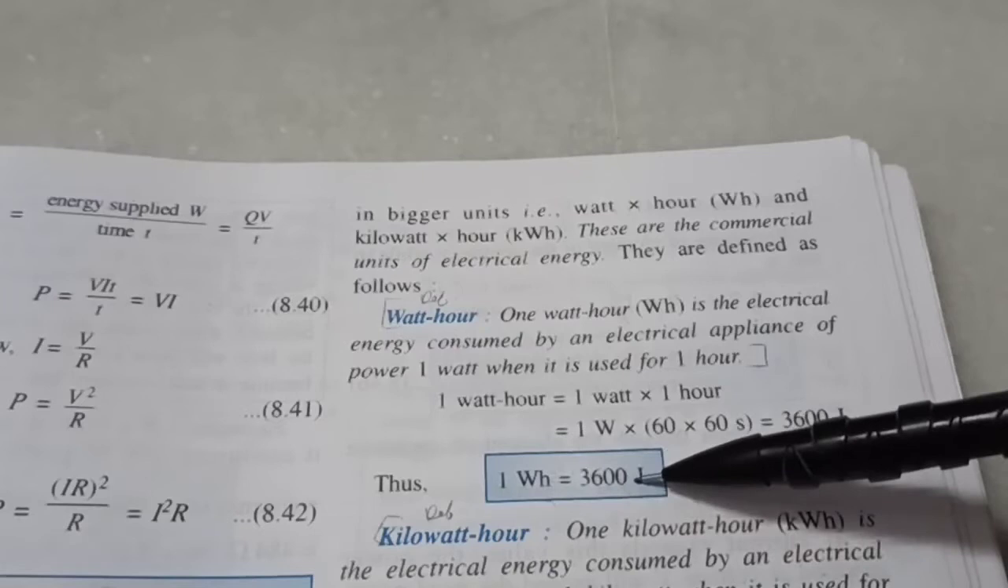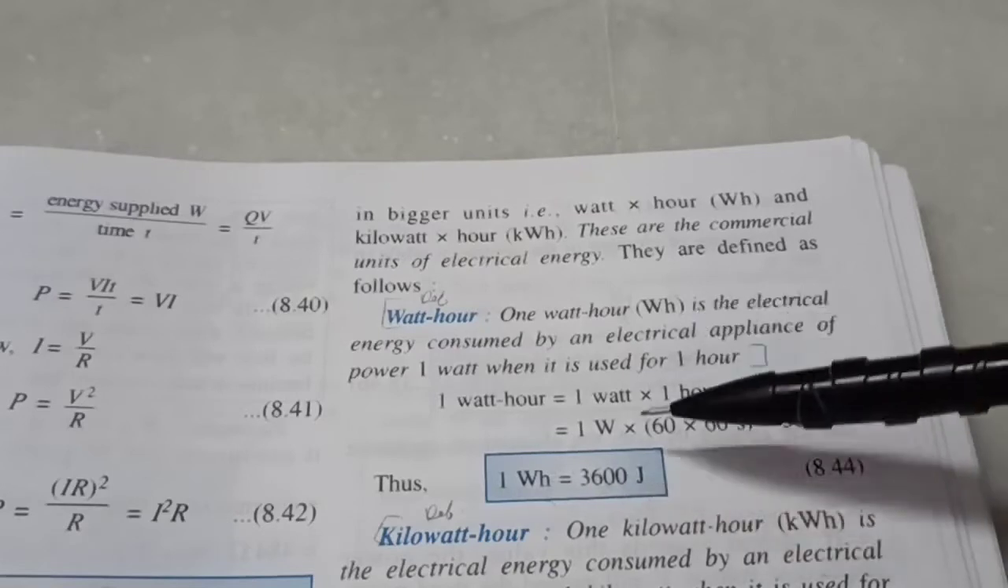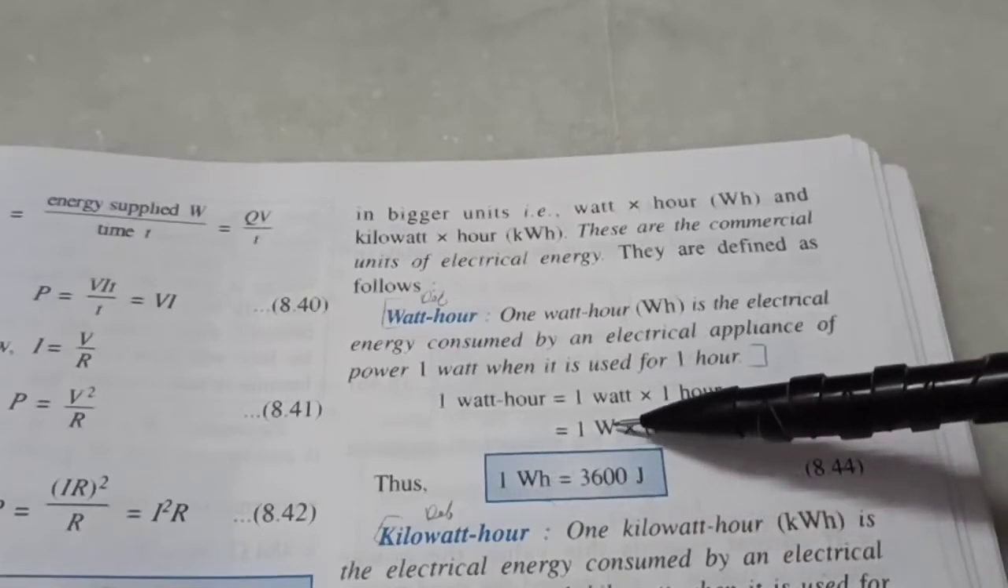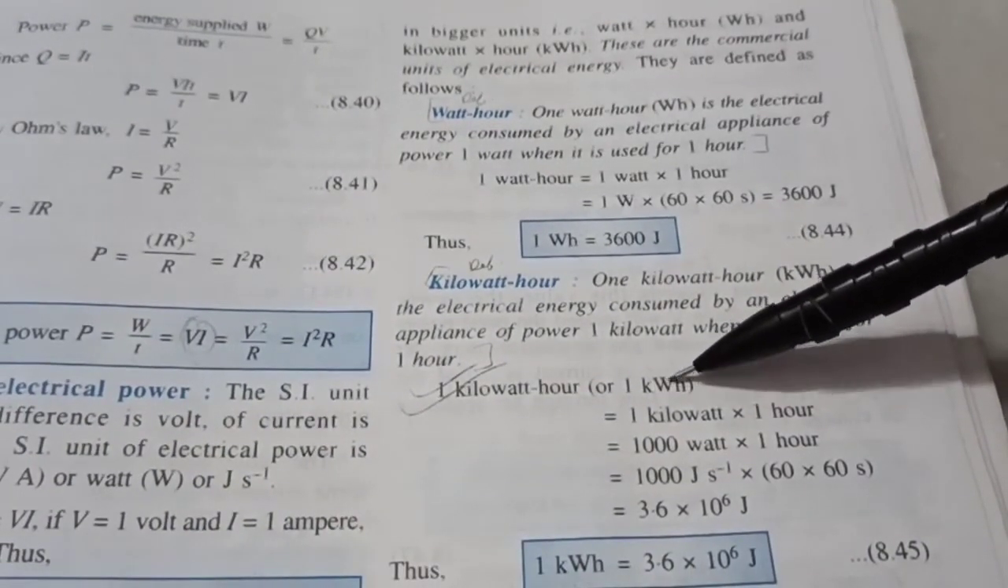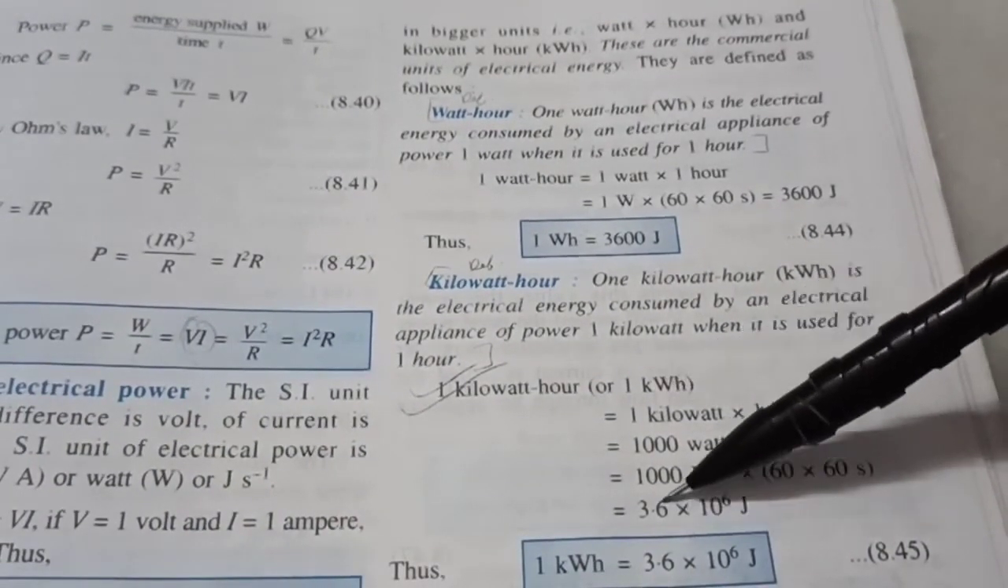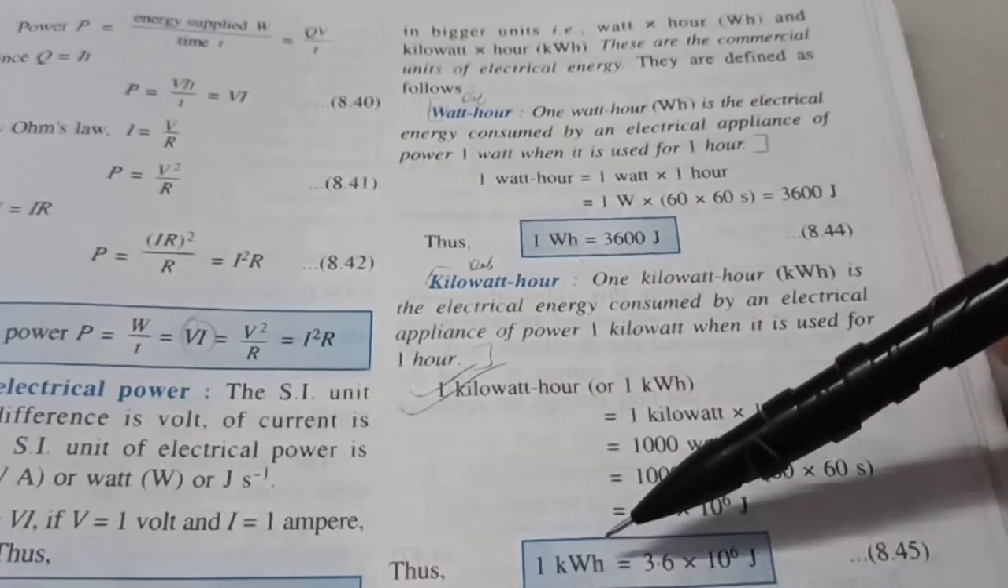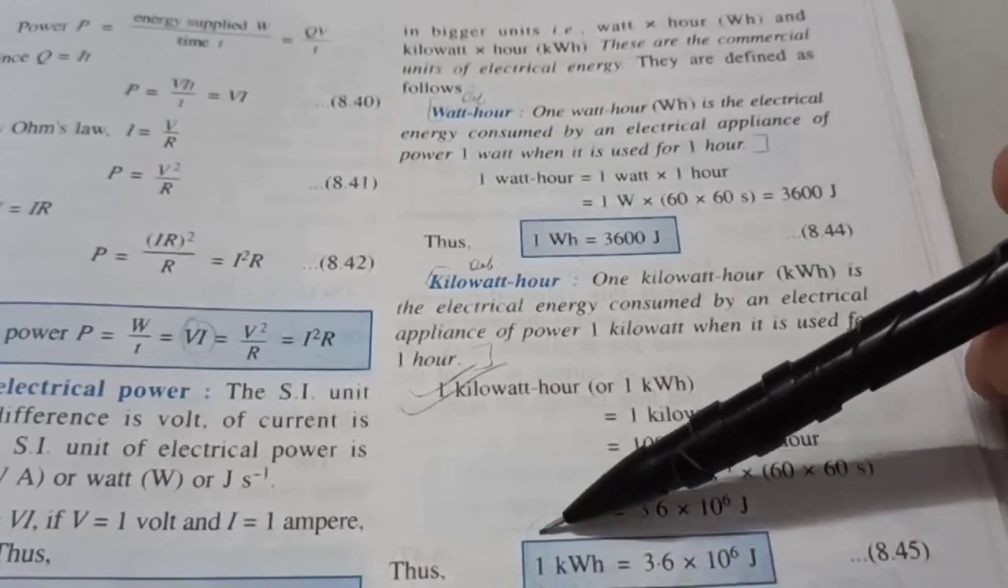But even this is too small for our commercial purposes. So let's make it bigger. Instead of watt, let's use kilowatt. That is 1000 watt. So now we get the unit called kilowatt hour. Notice K is small, W capital, H is small, and that is equal to 3.6 million joule, 1 kilowatt hour. And that is called one commercial unit.